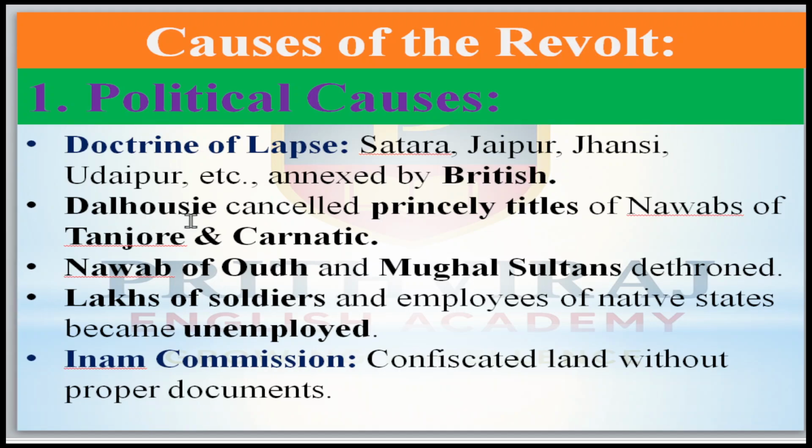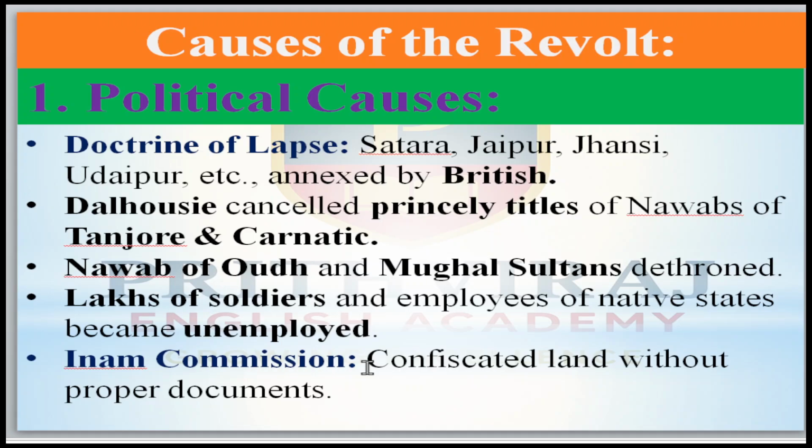Then Dalhousie, according to this doctrine of lapse policy, cancelled the princely titles of the Nawabs of Tanjore and the Carnatic. Next, the Nawab of Oudh, Oudh meaning today's Uttar Pradesh, and the Mughal Sultan were dethroned. We removed them from power. Lakhs of soldiers and employees of the native states became unemployed. Those were the soldiers of the Nawab of Oudh, the Mughal Sultans, Tanjore and Carnatic.